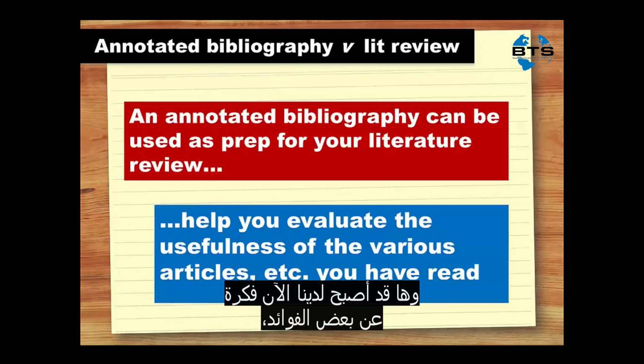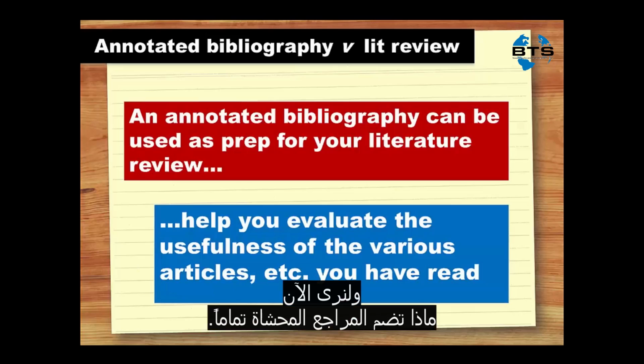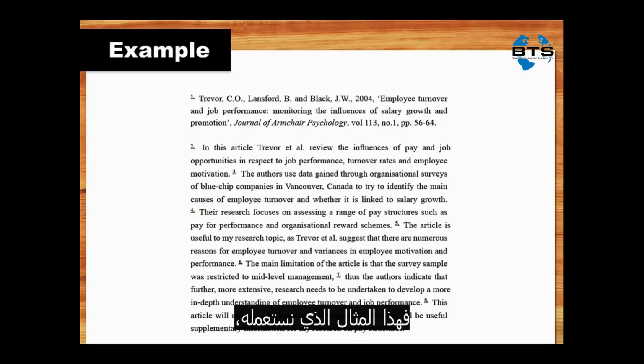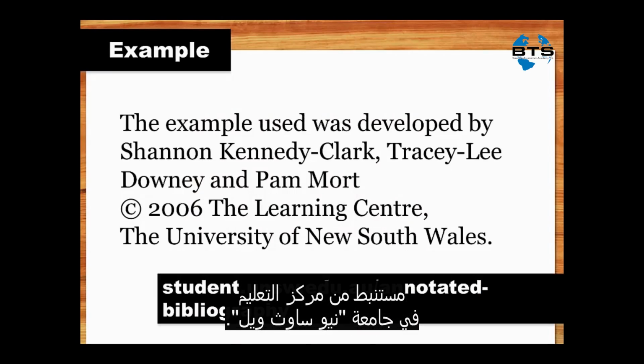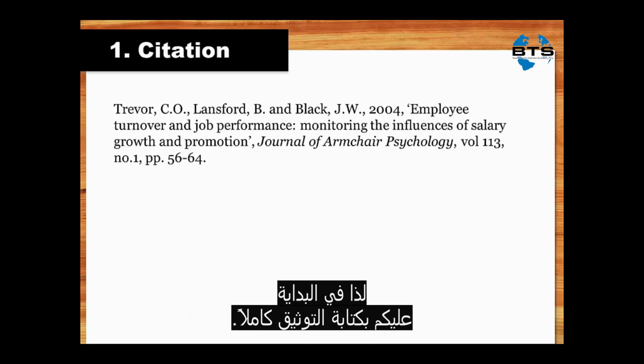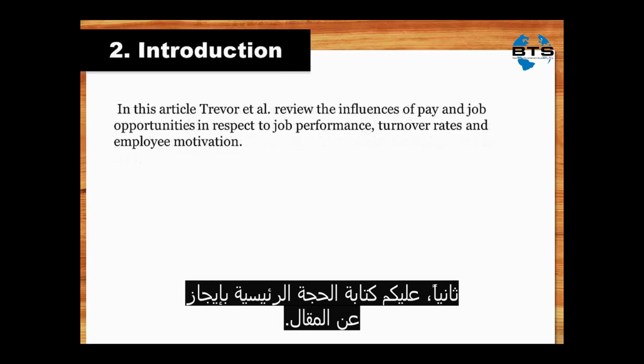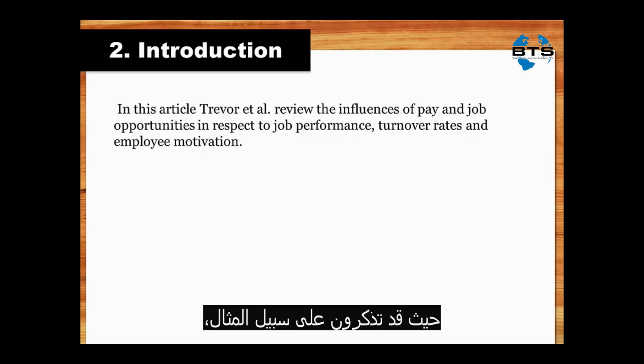Now you have an idea of some of the benefits, let's see what specifically goes into an annotated bibliography. This example that we're using was taken from the Learning Centre at the University of New South Wales. So first of all, include the full citation. Second, briefly introduce the main argument of the article. So for example, you might say something like, in this article, Trevor et al. review the influences of pay and job opportunities in respect to job performance and so on.